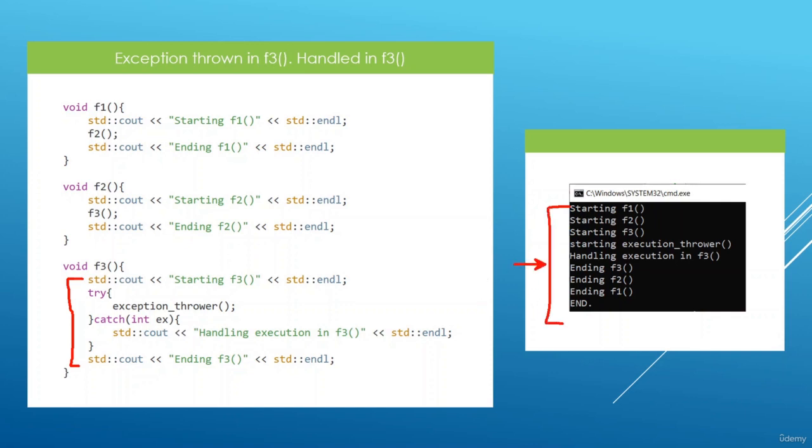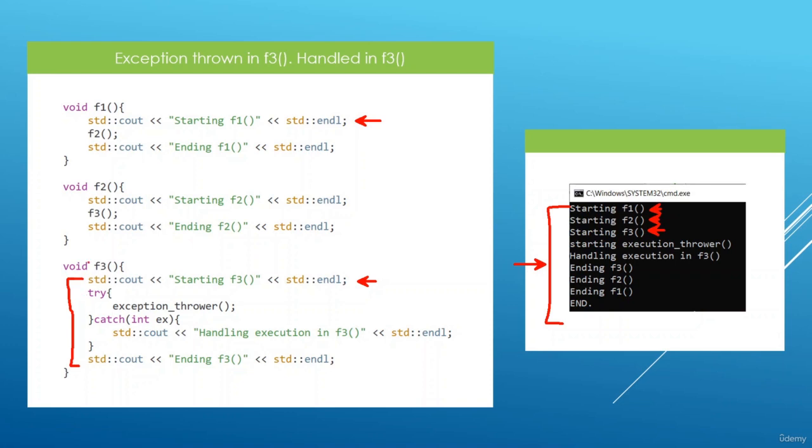So we are going to suppose that we are calling F1 in main again. And we are going to hit the body of F1. We are going to start F1. That's what we see here. We are going to start F2. That's what we see here. F2 is going to call F3. So we are going to start F3. That's what we see here. And we see a message output here.